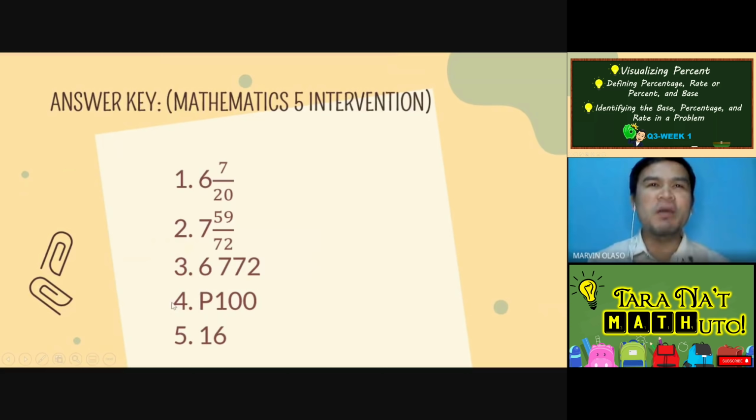6,772. For number 4, finding the missing term in a proportion. So the answer is 100 pesos. And for number 5, also finding the missing term in a proportion. So the answer is 16 blue cars. Congratulations to those who got a perfect score.